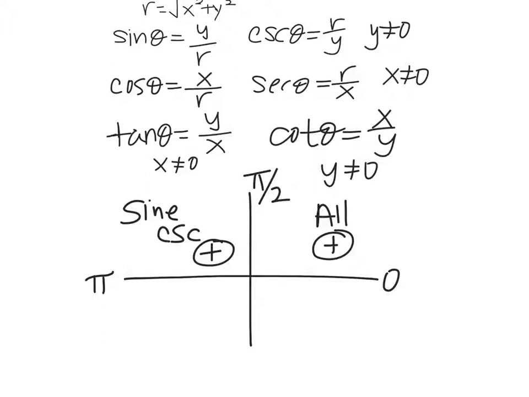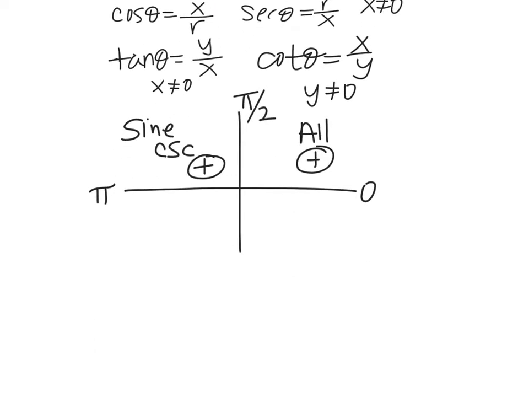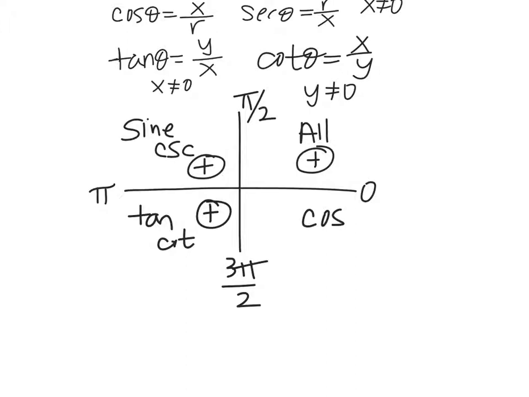And that should make sense, right? Because the y value is positive in quadrant 2, but x is negative. So look at all these that have y's, and they're going to be positive. In quadrant 3, tangent and cotangent are going to be positive from pi to 3 pi over 2. And then from 3 pi over 2, what's left? Cosine and secant are going to be positive over here in quadrant 4 from 3 pi over 2 to 2 pi.